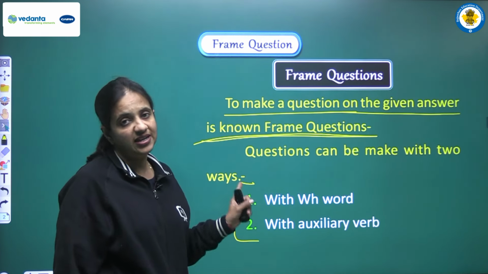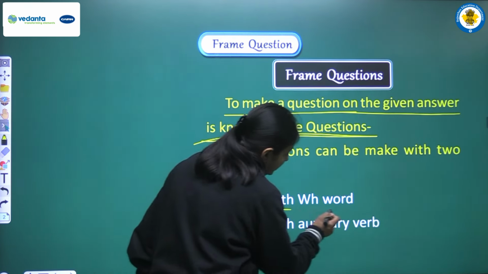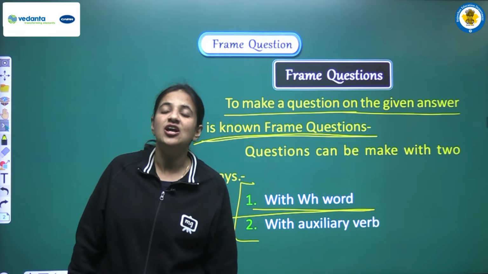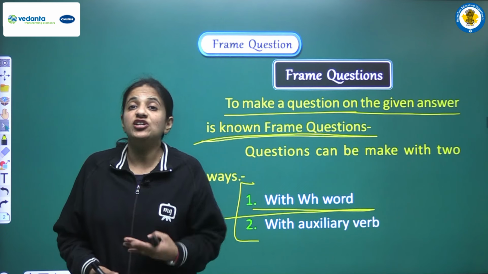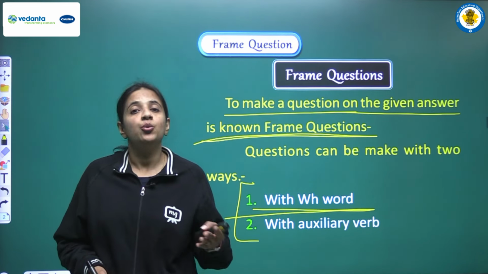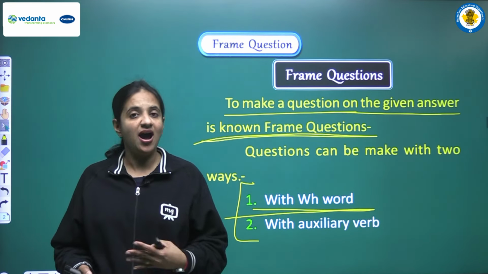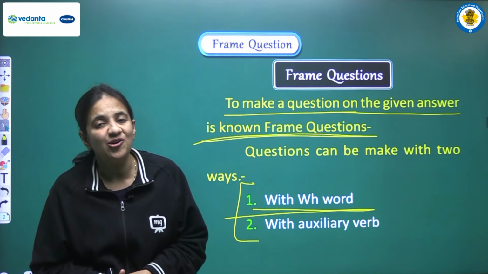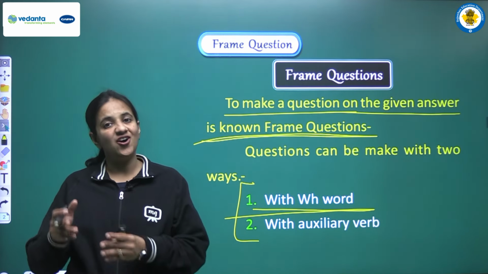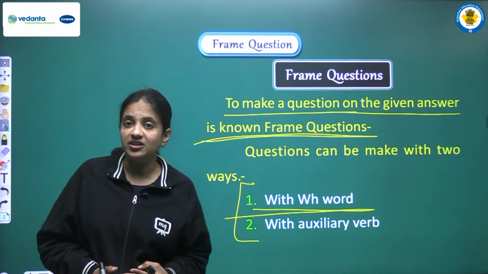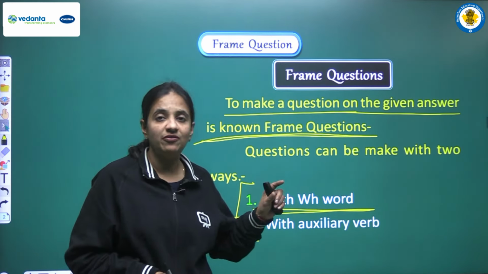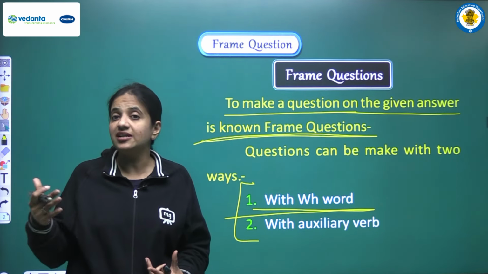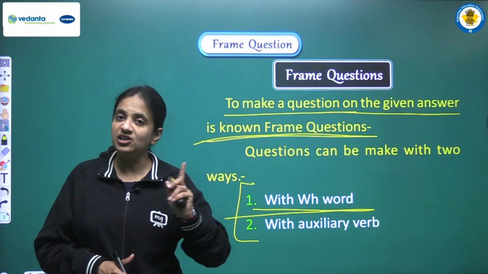The first one is we can make a question using any WH word. So yes, we have so many WH words, or we can say we have some question words like what, where, when, how much, how many, who, whose, whom. All these words are known as WH words, or we can say all these words are known as question words. So maybe we can have one WH word and using that word, we have to make one question.